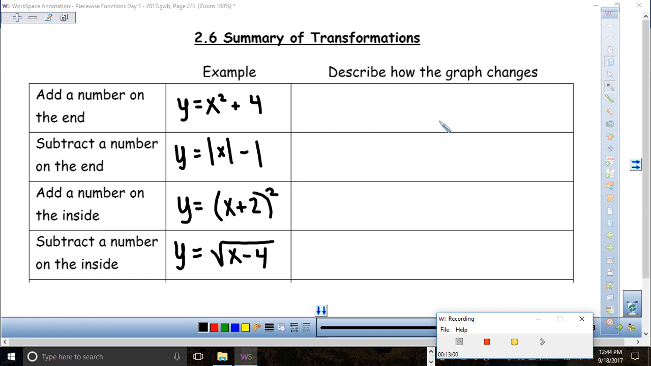Think about the original parent graphs that we looked at in class on Tuesday, the library of functions. Think about what the original x squared looks like compared to the change. And so I want you to pause this video and fill out the rest of your chart. When you are finished with that, then I want you to restart the video, and I'm going to go through a summary with you.